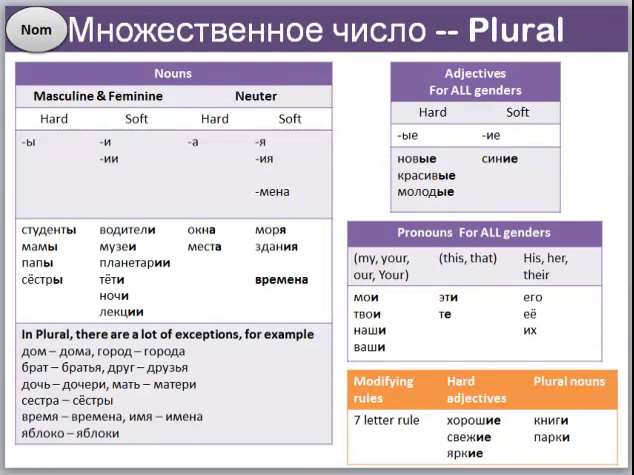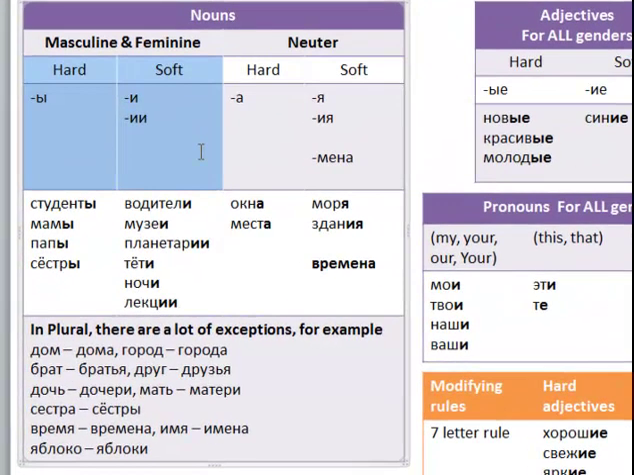And finally, let's review plural. The hard and soft endings in plural are the same for masculine and feminine. So all hard ending masculine or feminine get the ending «ы» in plural. For example, студенты, мамы, папы, сестры. All soft endings both in feminine and masculine get the ending «и» or «ии». For example, водители, музеи, планетарии, тети, ночи, лекции.